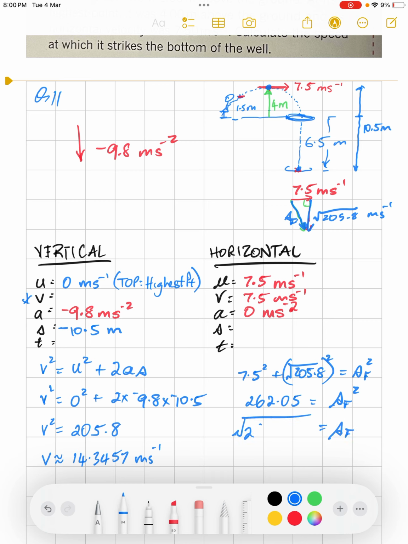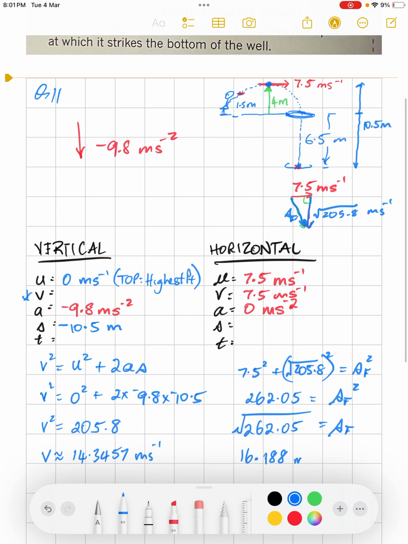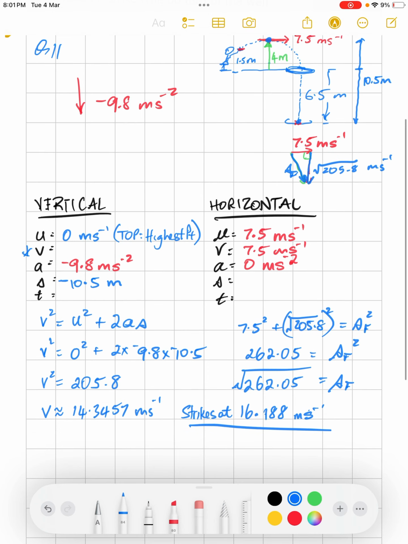So the square root of 262.05, and get the square root of that answer, and it is 16.1881879. So it strikes the bottom of the well at about 16.188 meters per second.